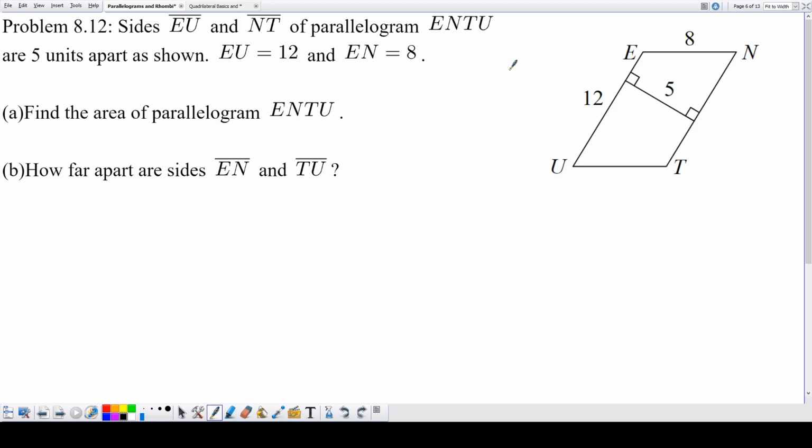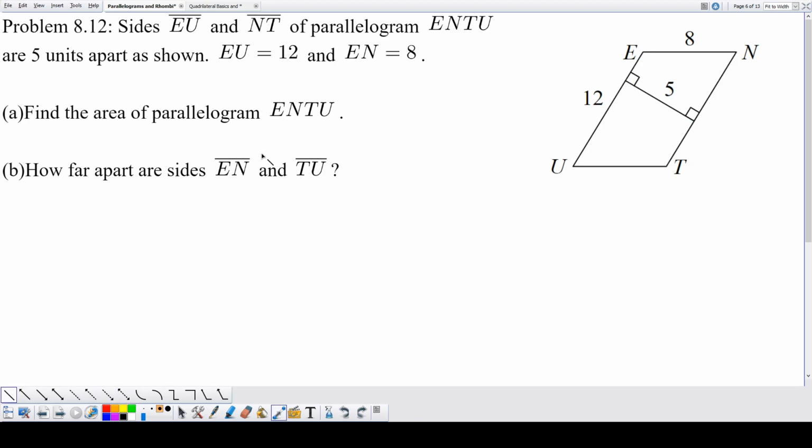Well, if we think of this line here, kind of like the height from one side to the other. So if EU and NT are the two bases, kind of like how we had it when we have the trapezoids, then this segment would be the height, and the height would be 5.